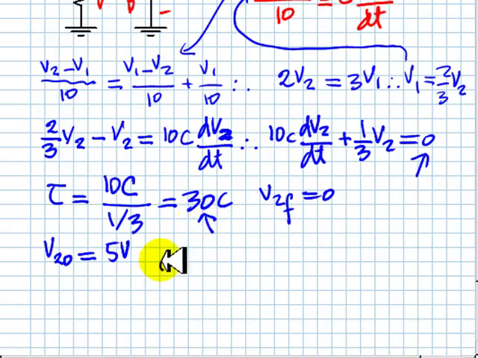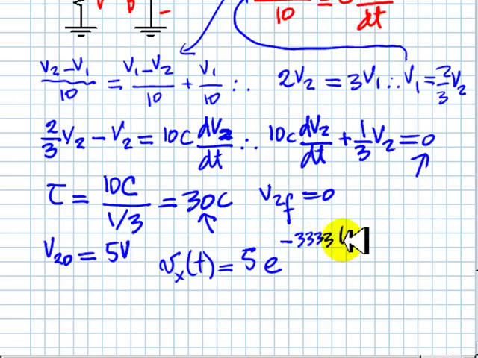In short, the voltage at X is 5e^(-3333t). And that is the voltage at the output as a function of time for t greater than 0.